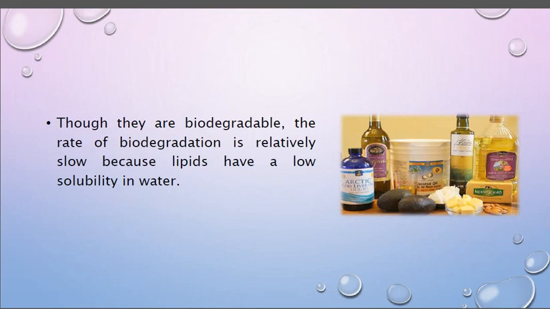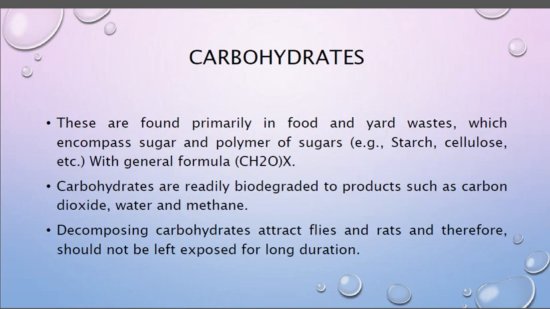After that, carbohydrates. We have studied in earlier classes what carbohydrates are, like starch and cellulose. These are found primarily in food and yard waste, green waste basically, which contain sugar and polymers of sugars. Carbohydrates are readily biodegraded to products such as carbon dioxide, water, and methane. When we decompose carbohydrates, it attracts flies and rats. They therefore should not be left exposed for a longer duration, so we cannot keep those for long.